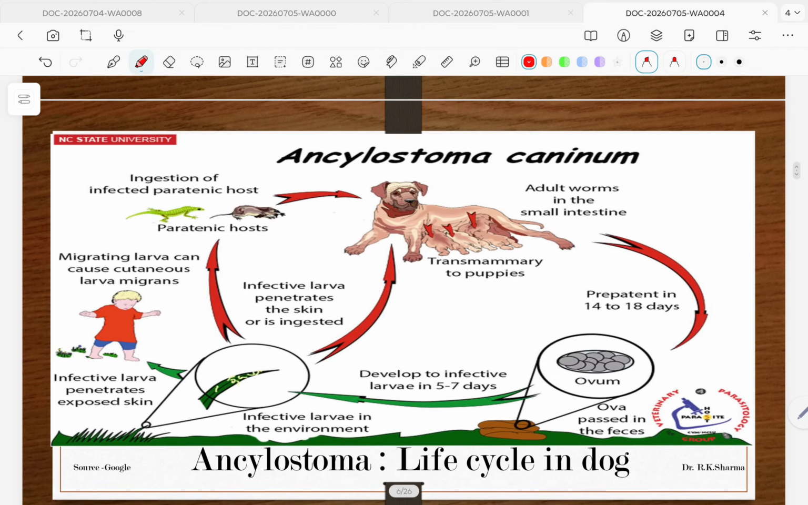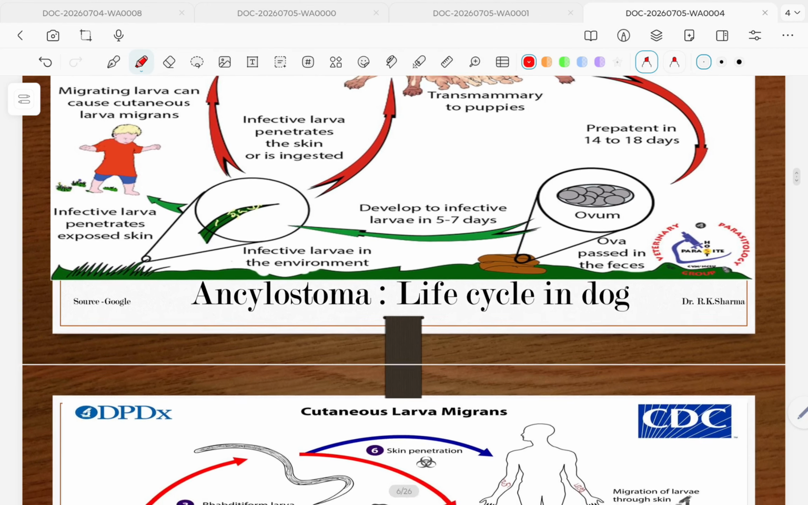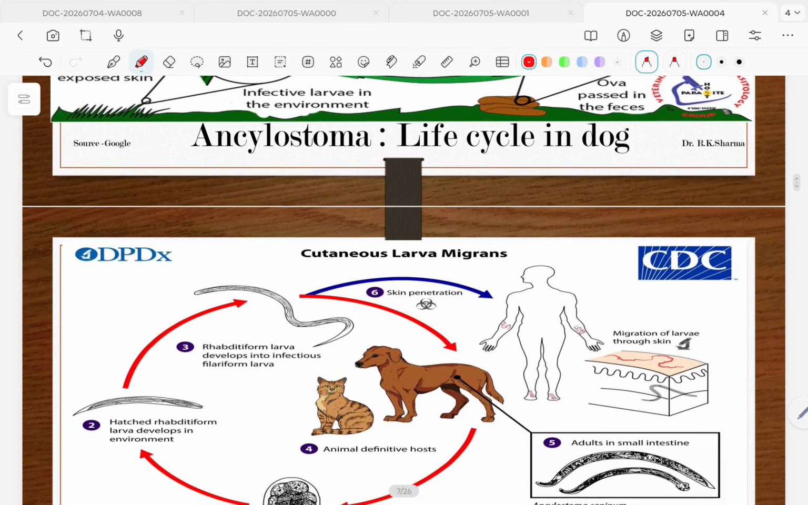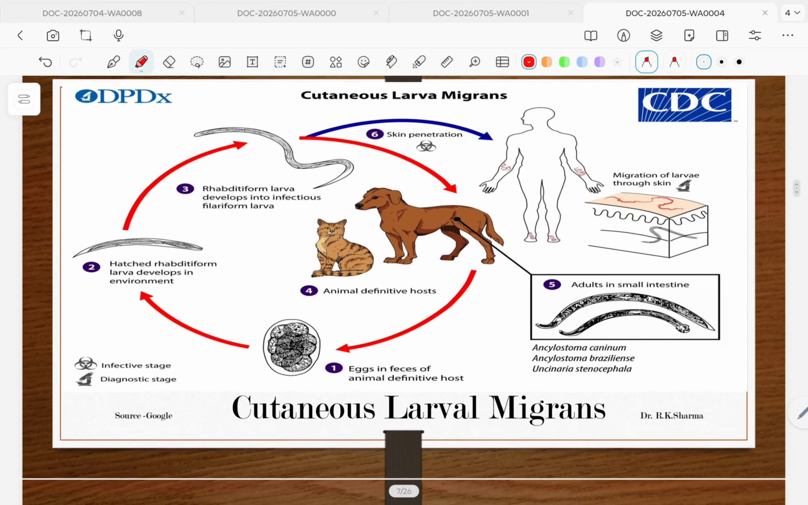Ancylostoma caninum. Ancylostoma life cycle in dog. Cutaneous larva migrans.